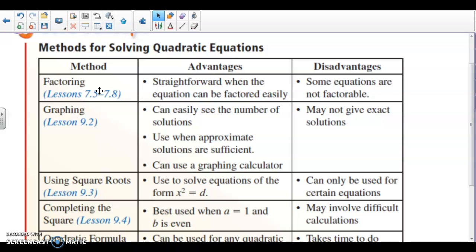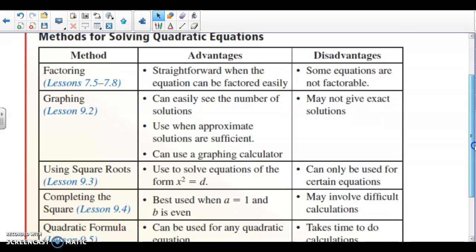Graphing, to be honest, I don't really think there's a time where I would choose graphing. It's kind of like with systems of equations, if you remember. There is graphing, substitution, elimination, and graphing is not always the best choice, so I probably wouldn't usually choose graphing. It says here that a big disadvantage is it might not give exact solutions. If it's a decimal or a fraction, you're going to have to do one of the other ones anyway, so you can't always solve by graphing.